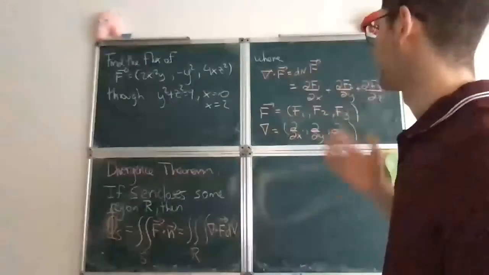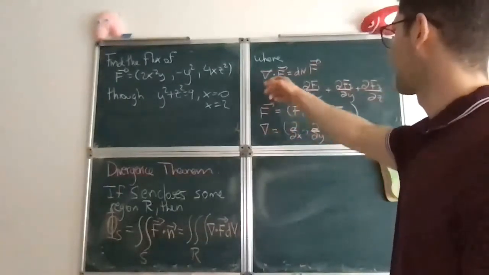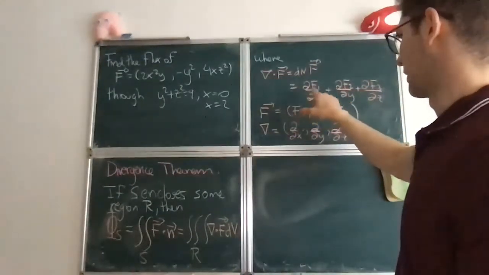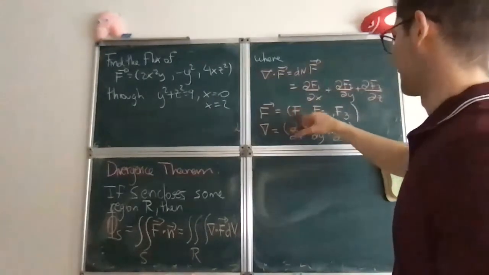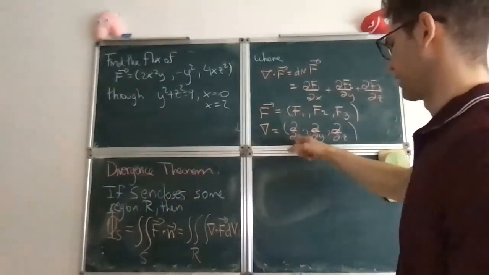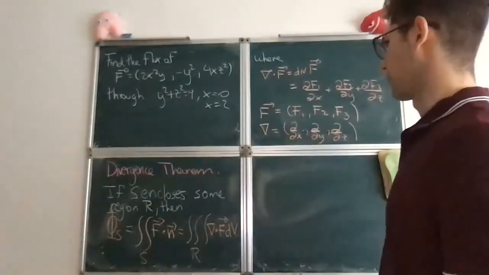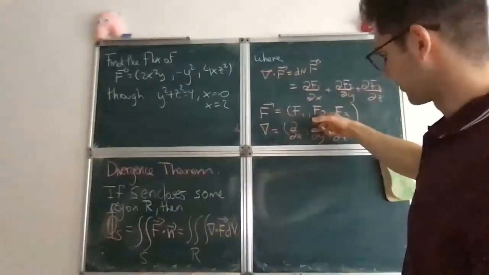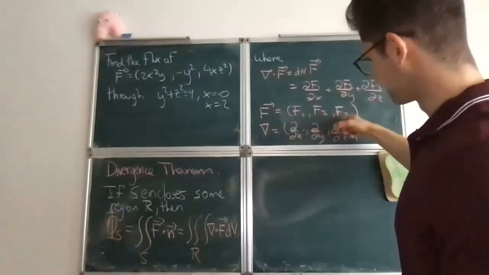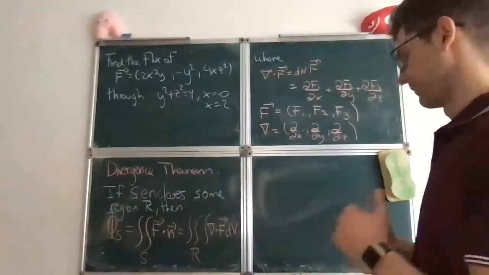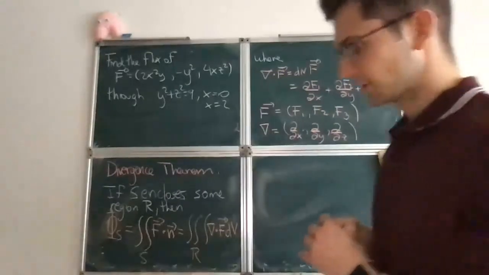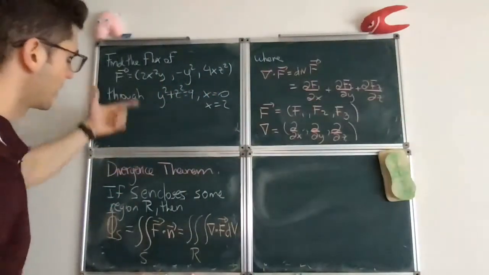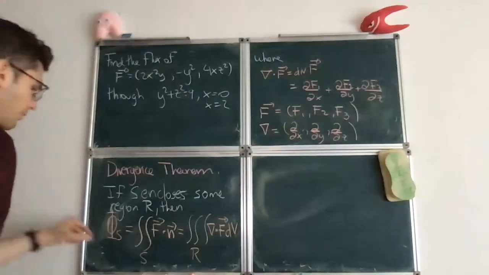And remember that the divergence was simply the sum of the partial derivatives of the components of the vector field with respect to the corresponding coordinate. So the first component is differentiated with respect to the first coordinate, second component with respect to the second coordinate, third component with respect to the third coordinate. And so as a nice example, I thought that we could do the flux problem that I had done before, but now applying the divergence theorem.